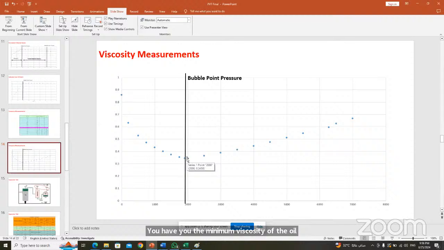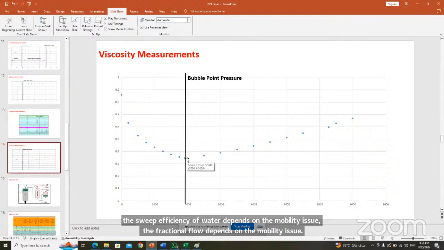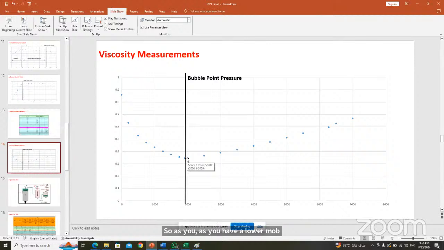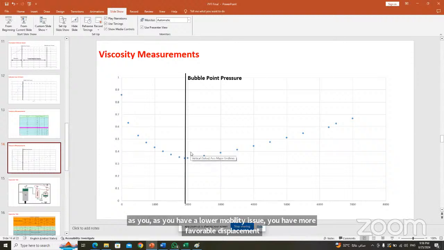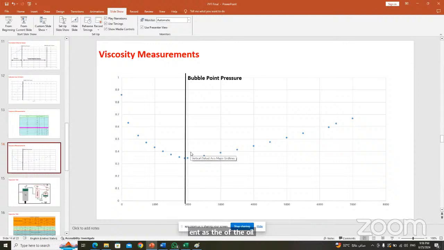As the sweep efficiency of water flood depends on the mobility ratio, the fractional flow depends on the mobility ratio. So as you have a lower mobility ratio, you have more favorable displacement. So as the viscosity of the oil decreases, the mobility ratio is enhanced. So ideally, it might not be practical in many cases. In some cases, it can be done, but in other cases, it might not be practical.